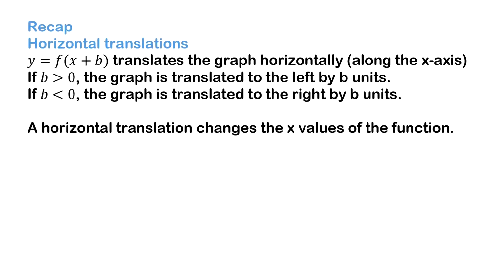To end the video, we'll do a quick recap. Remember, if your constant is inside brackets, it's a horizontal translation. If b is greater than 0, the graph is translated to the left by b units. If b is less than 0, the graph is translated to the right by b units. A horizontal translation changes the x values of the function, but does not change the y values or the shape of the function.